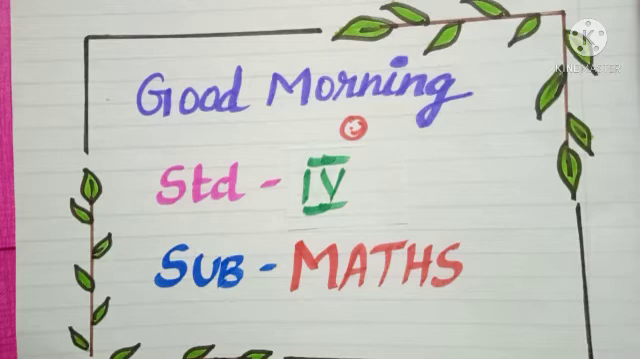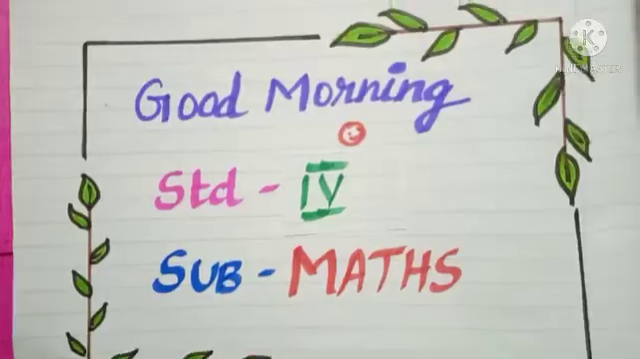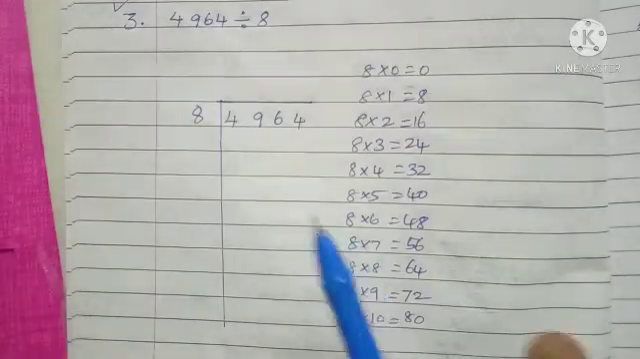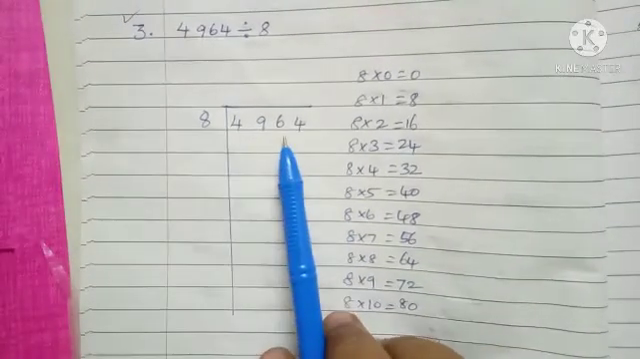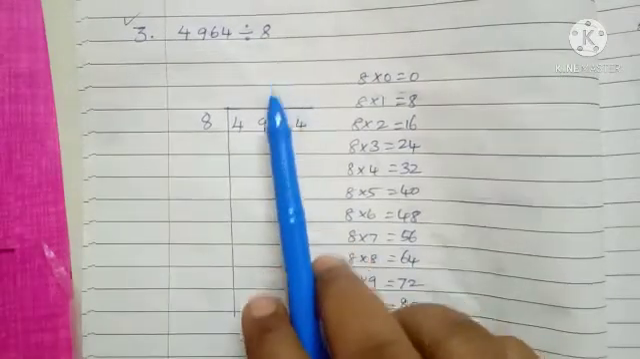Previous class you learned exercise number 2.2, division of 4-digit numbers. I hope everyone understood the concept of division. Shall I move on now? Division, third sum. I give the sum 4964. Do the 8 table division.